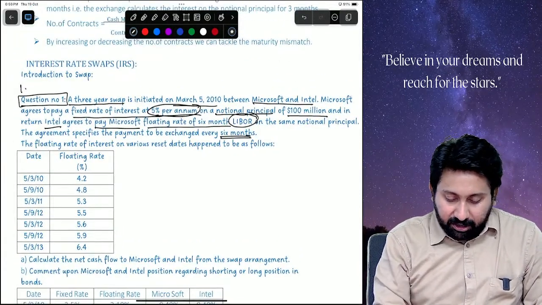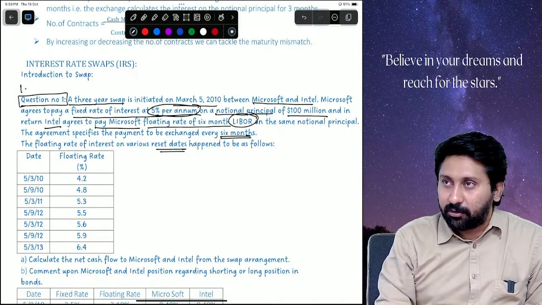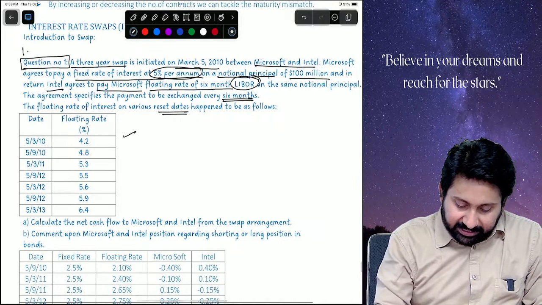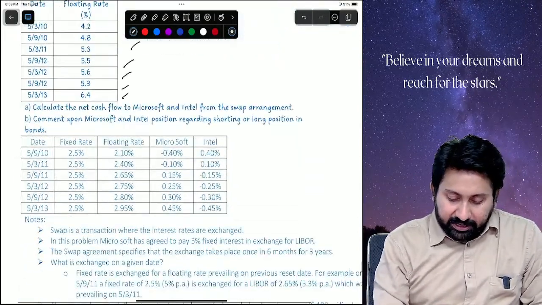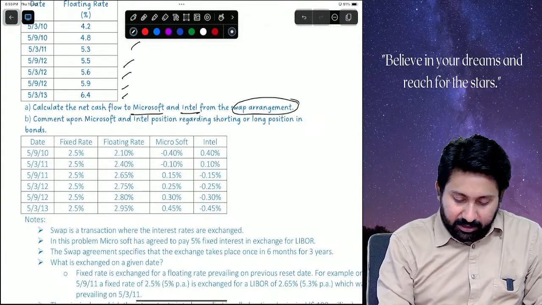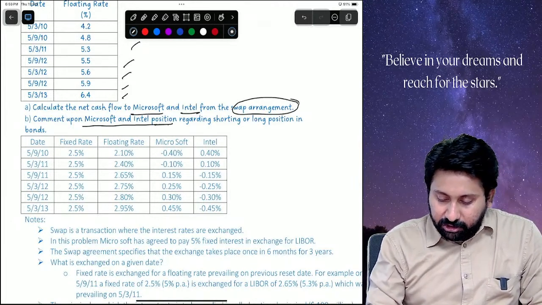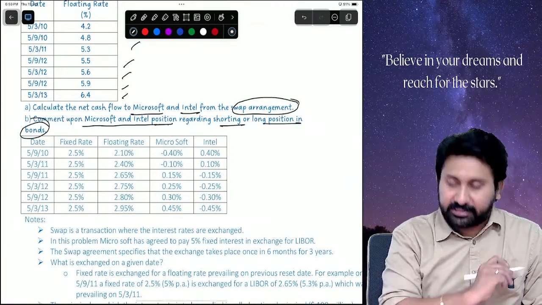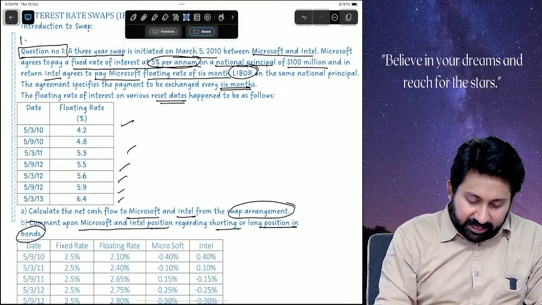The floating rate of interest on various reset dates happens to be as follows. These are the rates given on respective dates. Calculate net cash flow to Microsoft and Intel from the swap arrangement. Comment upon Microsoft and Intel position regarding short and long position in the bonds. First, read the question, then we will start with the discussion.